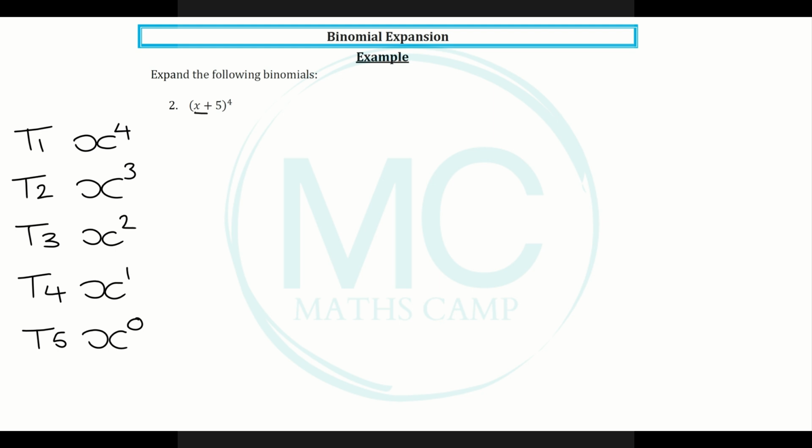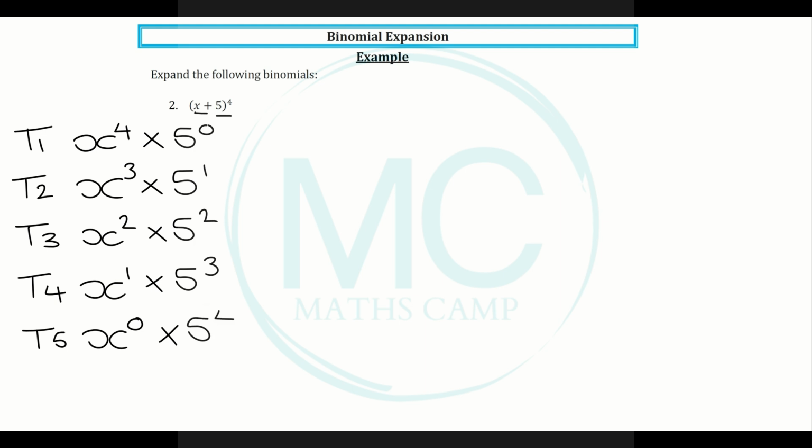Now we can consider our b term, which is 5. 5 with an exponent of 0, 5 with an exponent of 1, 5 with an exponent of 2, 5 with an exponent of 3, and 5 with an exponent of 4. Now we need our constant. For the first term, we multiply by 1, and for the last term, we multiply by 1. For the second term, multiply by n, which is 4, and for the second last term.